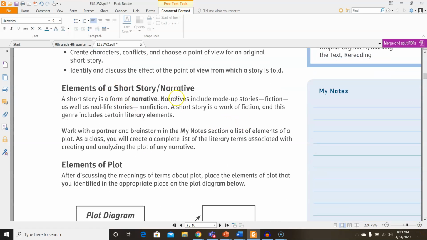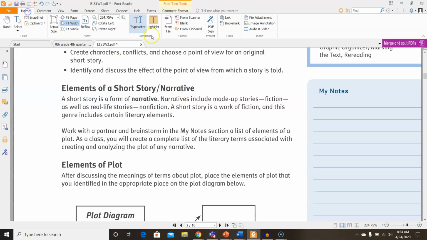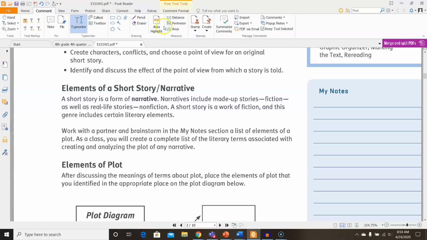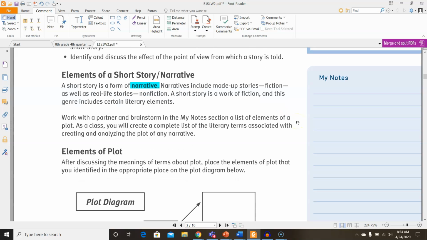So let's look at elements of a short story / narrative. A short story is a form of narrative. So kind of like how toads are a type of frog, a short story is a type of narrative. Narrative includes many different categories, such as novels, stories, plays, anything that basically tells a story. And it can include made-up stories, fiction, as well as real-life stories, non-fiction. A short story is a work of fiction, and this genre includes certain literary elements.